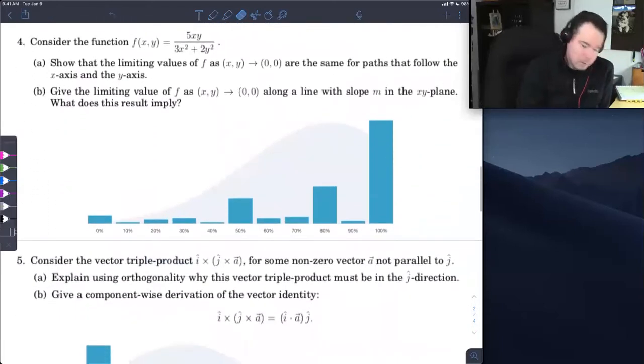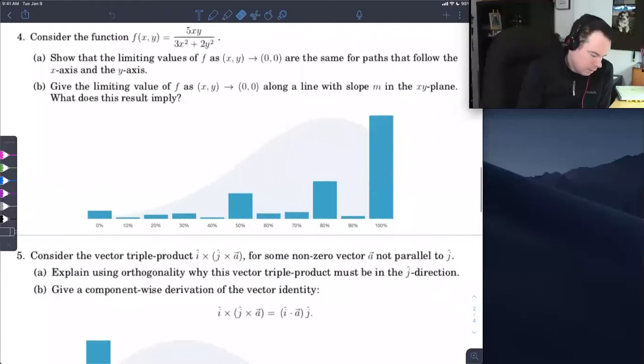This one was very nice to see. It was very well done, very well done. The limit question, so determine whether this function has a limit or not, and we were stepped through it. Find the limiting values along the appropriate axes, and then what happens in the general case of a line of a particular slope m. So that was very nice to see. I'm quite happy with that one.